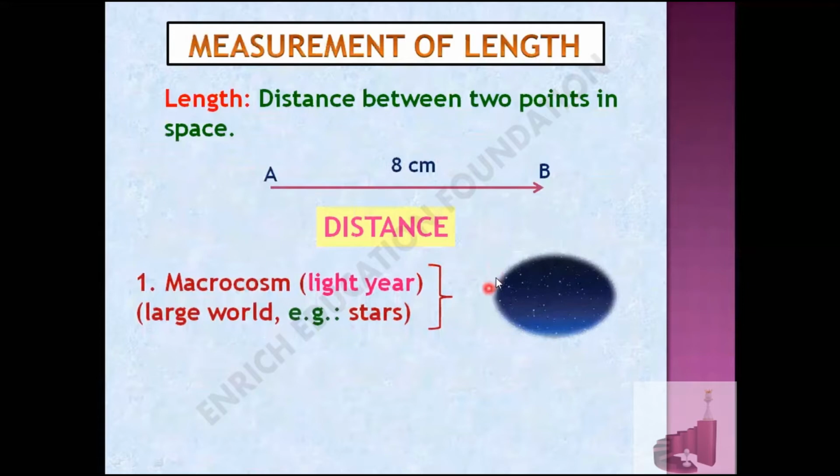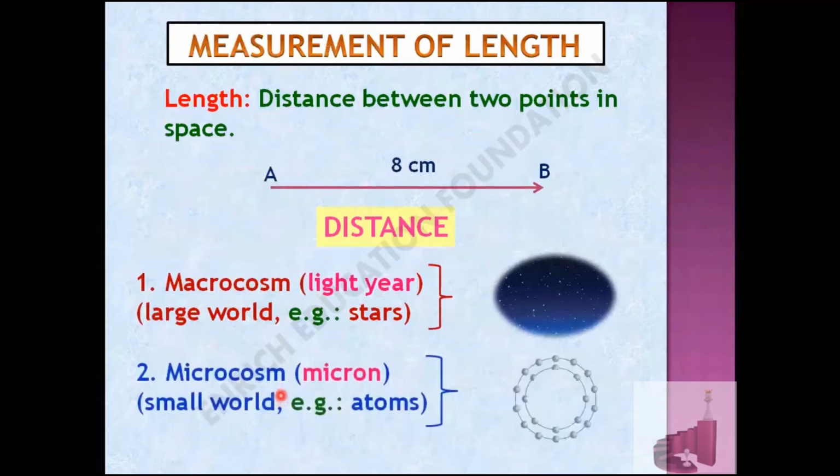Now the distance can be given in two forms. Either it can be measured at a larger scale, which is called macrocosm. For example, when we need to measure the distance of the stars or the heavenly bodies, we give it in terms of the light year, where 1 light year is equal to 9.467 × 10^15 meter. Or the distance can be measured on a smaller scale, which is called microcosm. Say for example, if we need to give the dimension of the atoms, we represent it as a smaller value, say in terms of micron or 10^-6 meter.